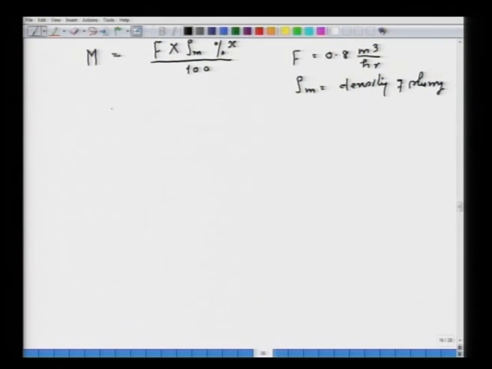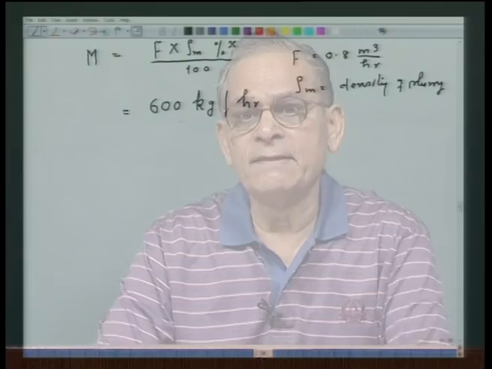So, if I substitute, I get m equal to 600 kg per hour, that is the mass flow rate of solid in the slurry. So, these are the important calculations that can be performed while performing a material balance to know what is the percentage solid and so on. Now, as I have said, these flow in a circuit. Now, what is a circuit?